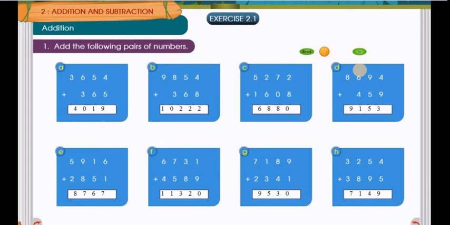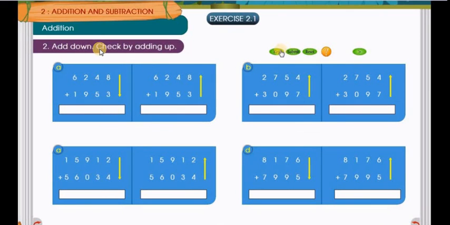Next 6 plus 1 is 7. 7 plus 4 is 11. 11 means 1 carry over, here 1. 8 plus 1 is 9. So 9,153. So here the key answers are given. You have to solve in your textbook. Okay children?